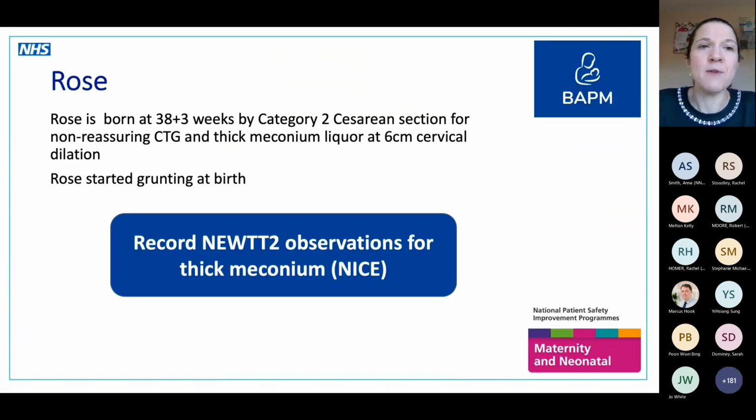So we're going to consider baby Rose, who's a 38 plus 3-week baby that was born by a category 2 caesarean section because there was a non-reassuring CTG, and also the liquor was noted to be stained with thick meconium. So Rose made herself eligible for NEWTT2 observations due to the thick meconium, which is clearly documented in NICE guidance that she would need observations. And also she started to grunt at birth as well, so everyone was keen that she had observations going forward.